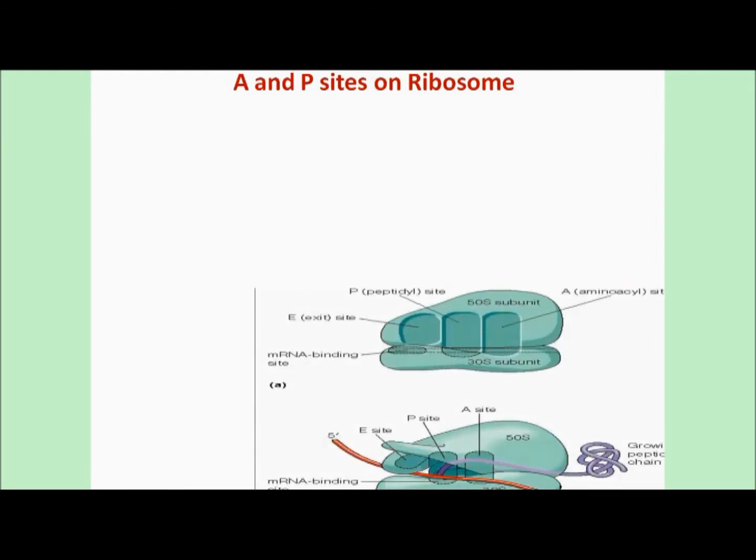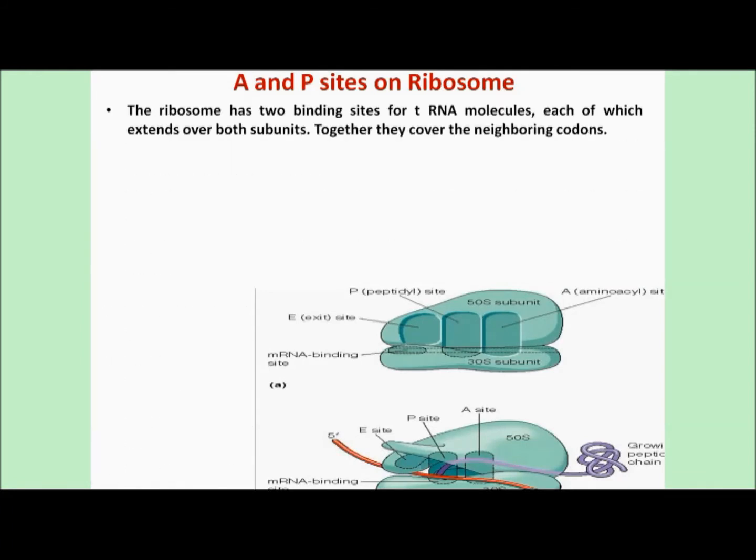Now the A and P sites on the ribosome are an important part of the translation process. So what is the A site and what is the P site? This is the ribosome. Here you have the A site and the P site, and apart from that you have the E site. Basically, the ribosome has binding sites for tRNA, each of which extends over both subunits, and together they cover neighboring codons.